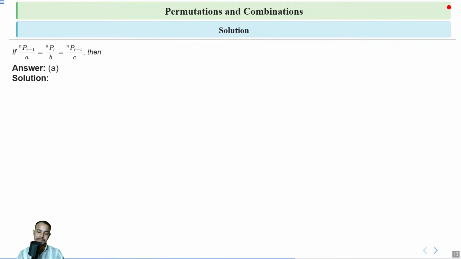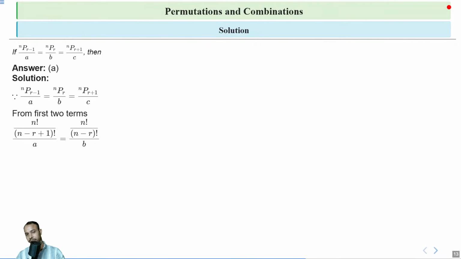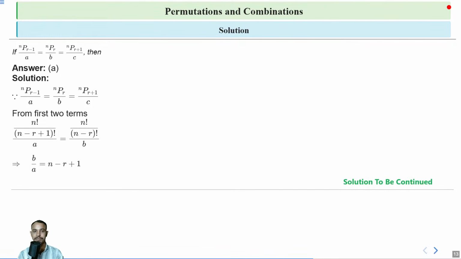Let's start the solution step by step. Since nPr minus 1 divided by a equals nPr divided by b equals nPr plus 1 divided by c, first take the first two terms. From the first two terms you will get n factorial divided by n minus r plus 1 factorial divided by a equals n factorial divided by n minus r factorial divided by b. Now let's simplify it. Then you will get b upon a equals n minus r plus 1. Okay, note this equation: b upon a equals n minus r plus 1.